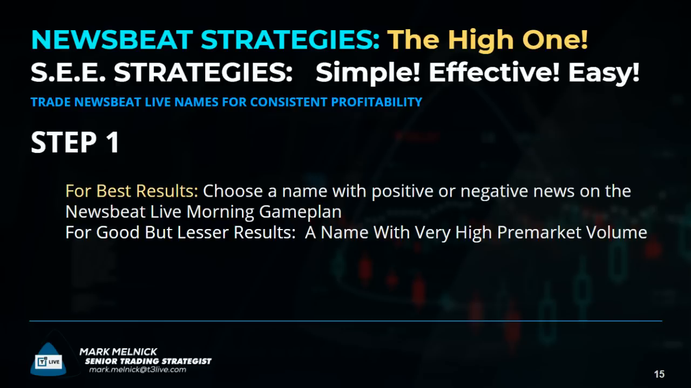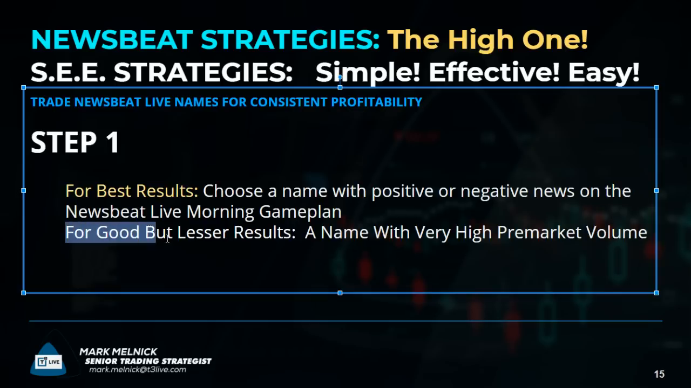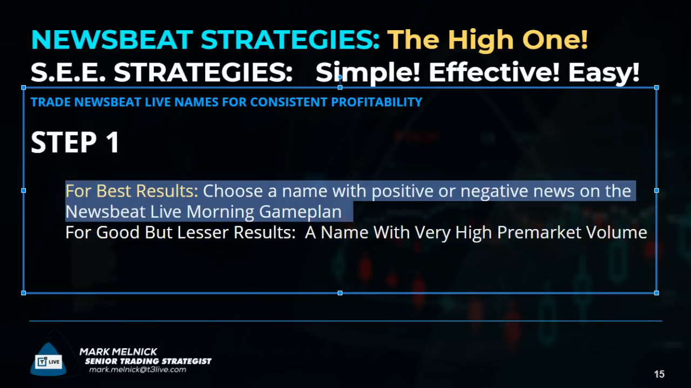Step one, I got that covered. You're good. Choose a name with positive or negative news on the Newsbeat live morning game plan. For good but lesser results, take a name with very high pre-market volume. I would ignore that part. I would just go with the best results. So I got step one covered for you. I'm going to give you the name, just like I would Intel.